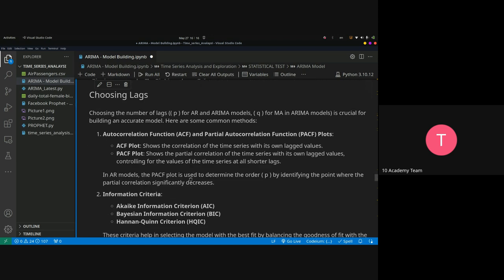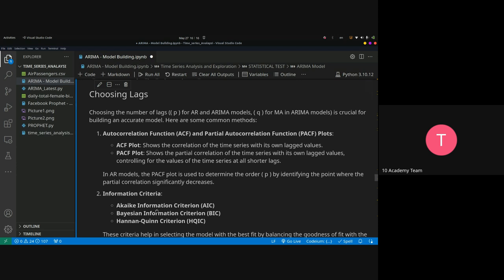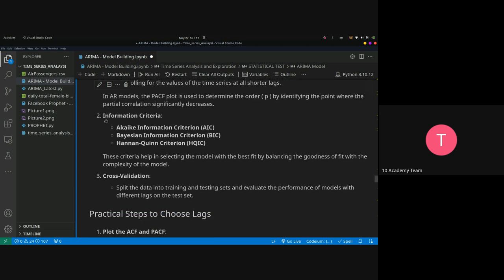So this is the AR model, and there are ways to choose the lags, that means the values of P and Q. For that, we need to compute the autocorrelation function and the partial autocorrelation function. The ACF plot shows the correlation of the time series with its own lagged values, and the PACF shows the partial correlation of the time series with its own lagged values, controlling for the values of the time series at all the shorter lags. So these two plots are important to determine the values of P and Q. And for those, we pass some information criteria like AIC, BIC, and HQIC.